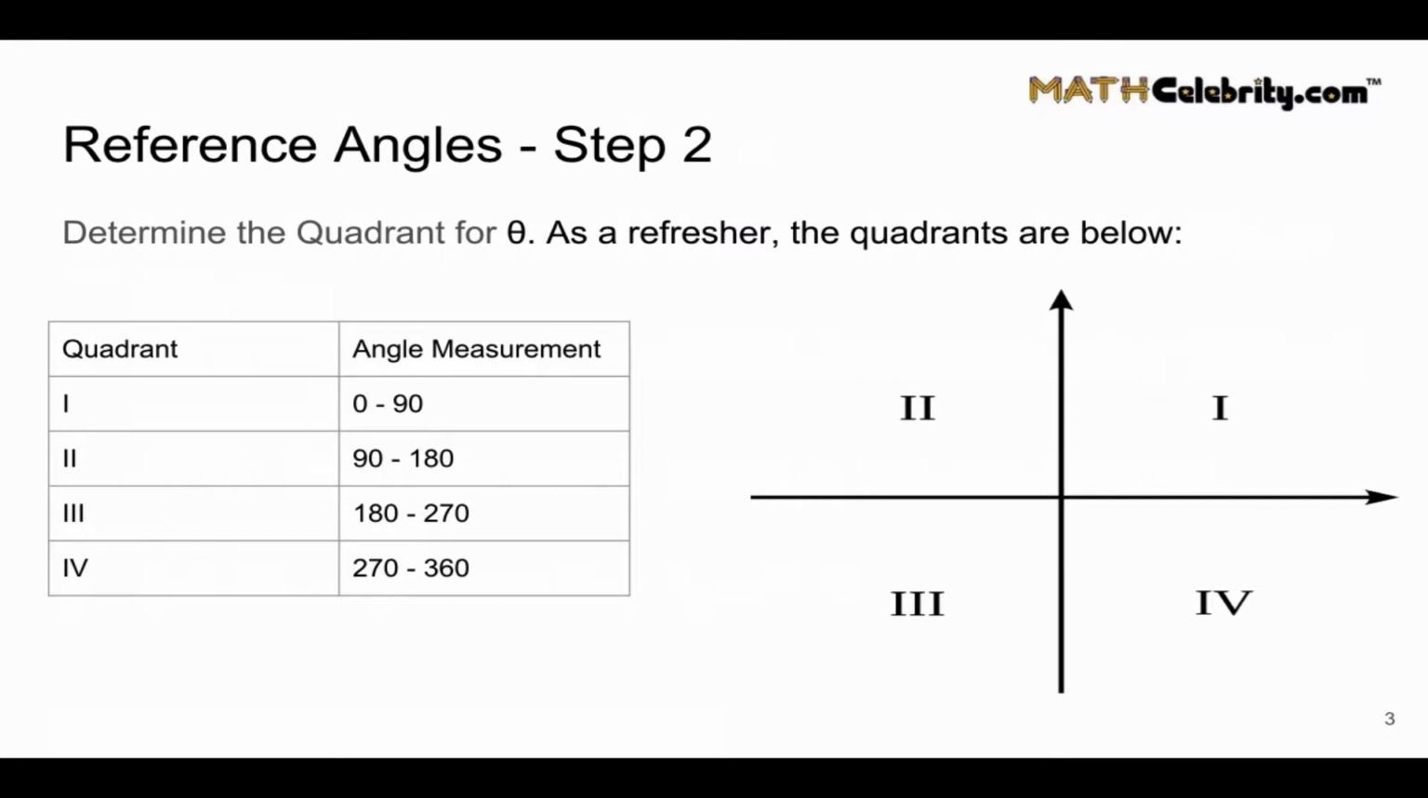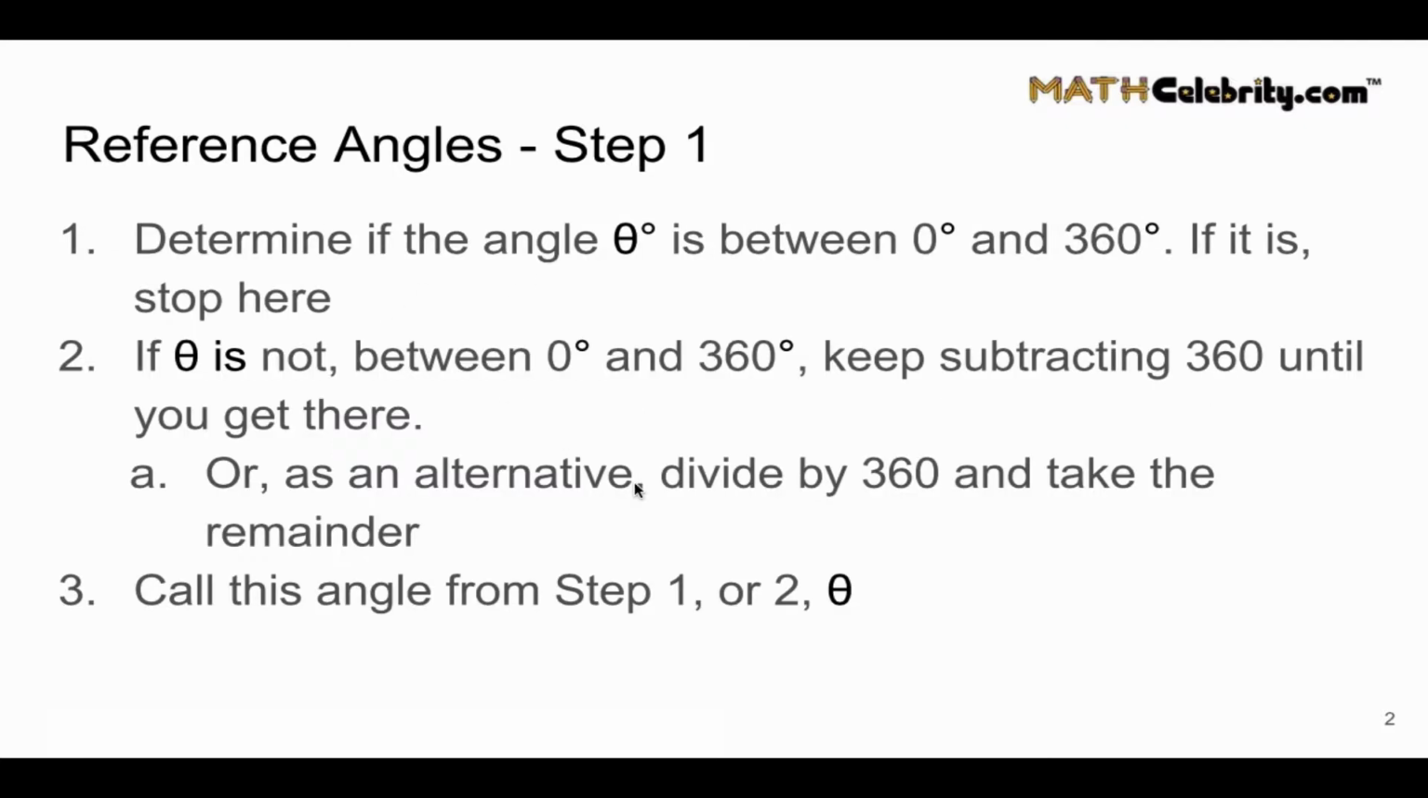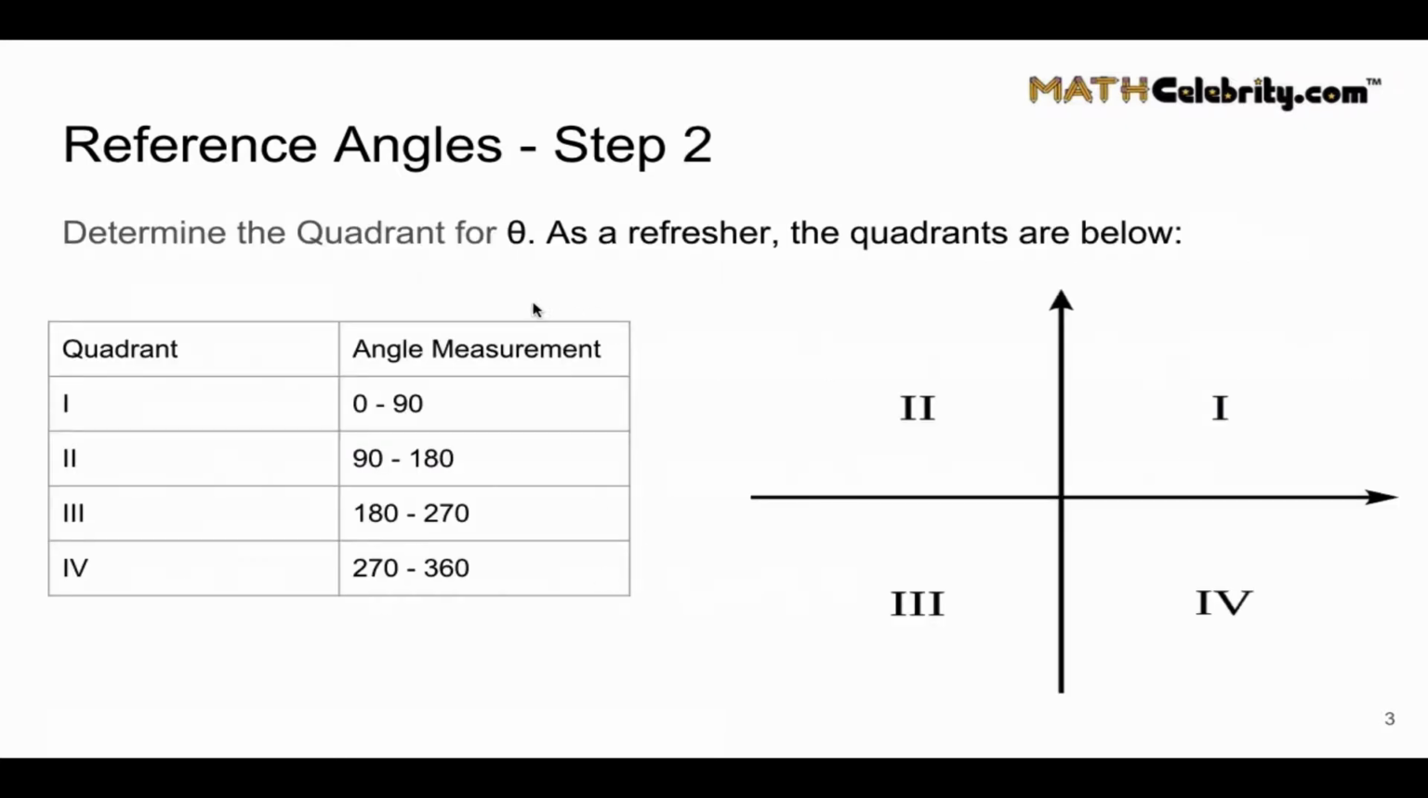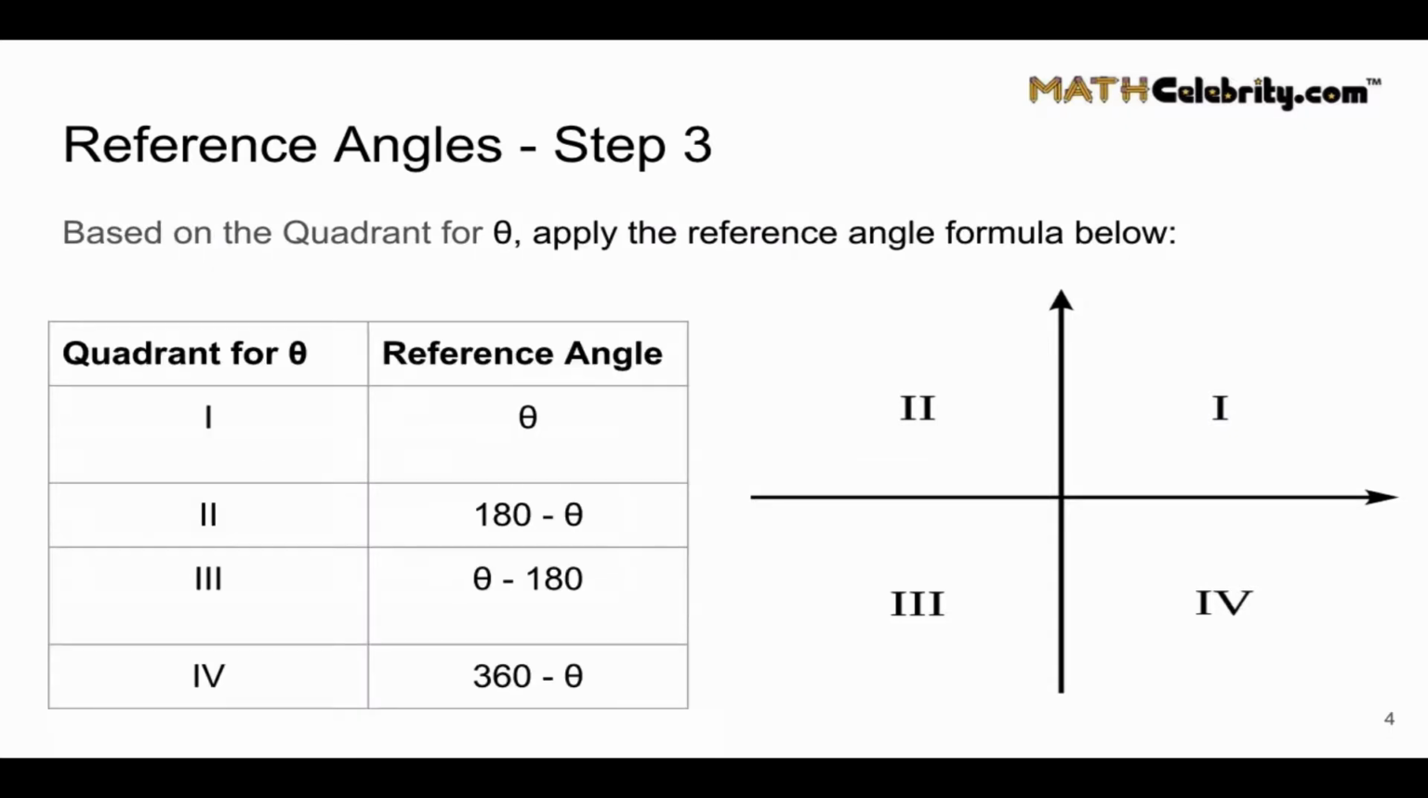Next, we need to determine the quadrant for theta. Now, if you're familiar with Cartesian coordinates, you know that there are 4 quadrants. If you're not, I've listed them here. So here's quadrant 1, quadrant 2, quadrant 3, and quadrant 4 on the XY plane. And I've listed out your quadrants and what the angle measurement needs to be. So once you determine your new theta in step 1, you take that new theta and find out which quadrant your angle lies in. Then you take that quadrant and bring it on over to step 3.